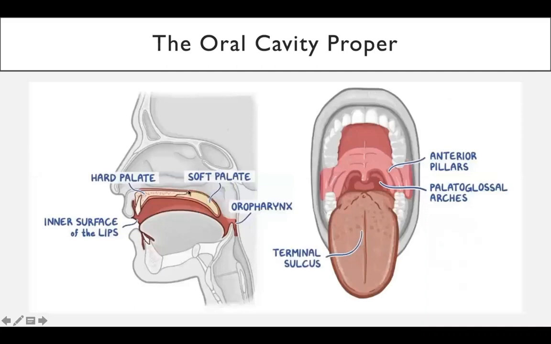Okay, here again, this is the lateral view. This is the hard palate, more bony, the soft palate, uvula, oropharynx, and this opening here is the oropharyngeal isthmus, and this is the inner surface of the lips. Here we can see again the anterior pillars containing palatine tonsils, palatoglossal arches, fauces, and terminal sulcus. Okay, we'll study them later.